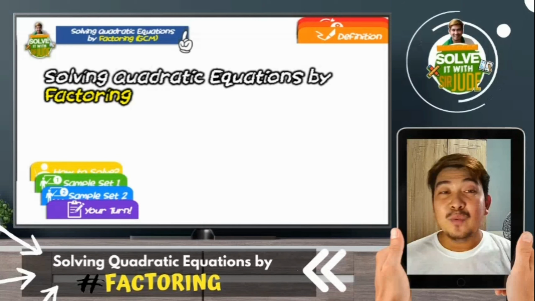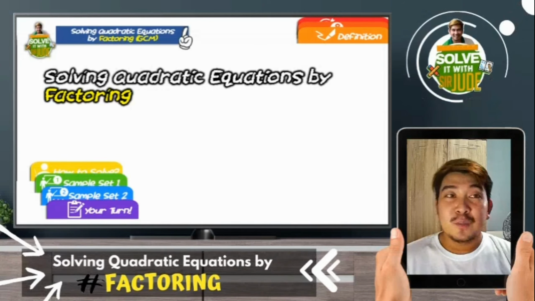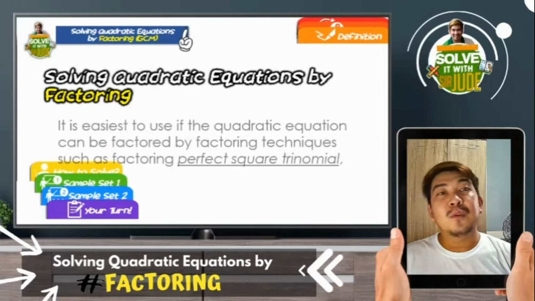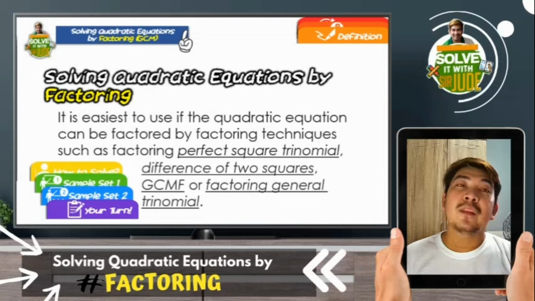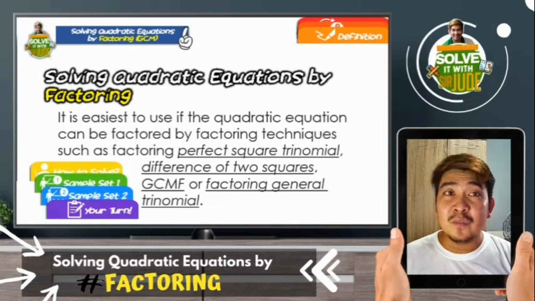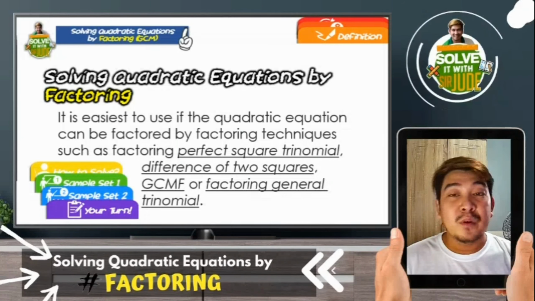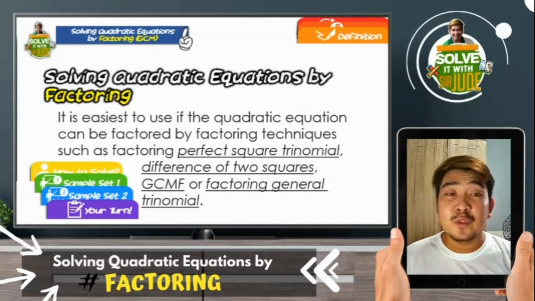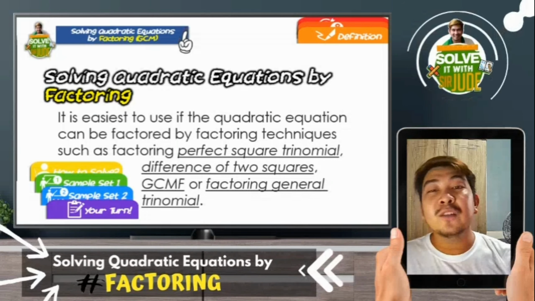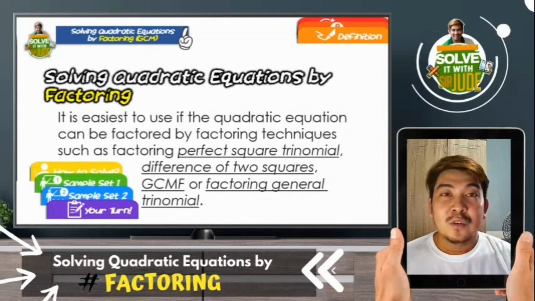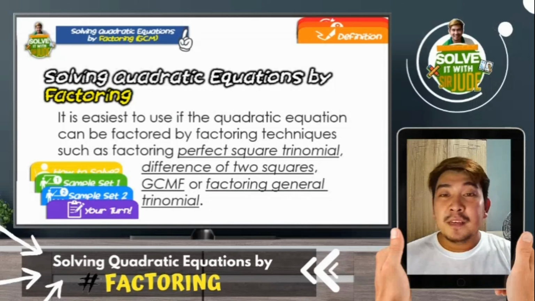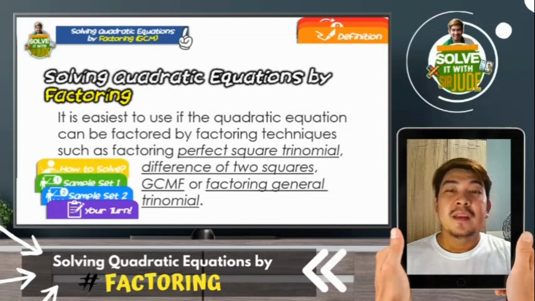So when can we use solving quadratic equations by factoring? It is most convenient to use, of course, if the quadratic equation is factorable. It can be factorable using factoring perfect square trinomial, difference of two squares, GCMF, or factoring general trinomial. So, pwede lang siyang i-apply kapag factorable.